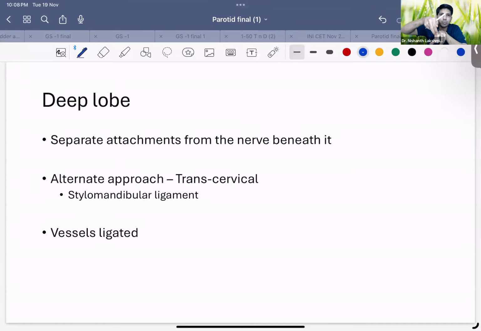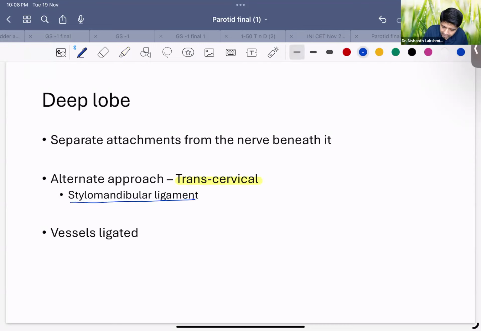If you want, you can even split the nerve in between the nerve branches, not split the nerve trunk, sorry. Wherever the branches of the nerve are, you can even try and remove the tissue in between by splaying the nerve branches and getting the tissue out. If that is difficult because of scarring or some particular reason, there is one alternative approach called the transcervical approach.